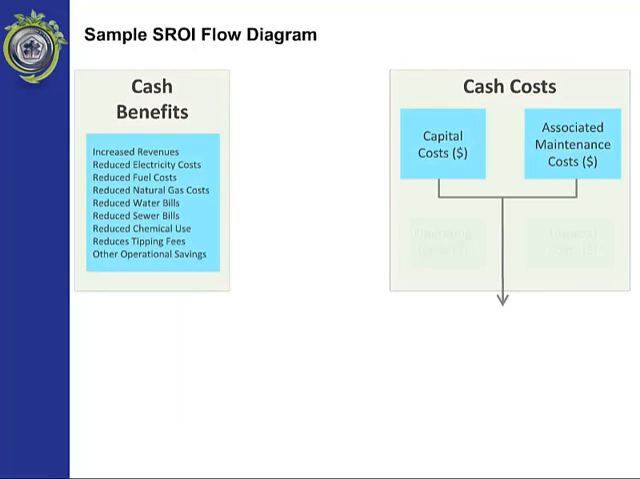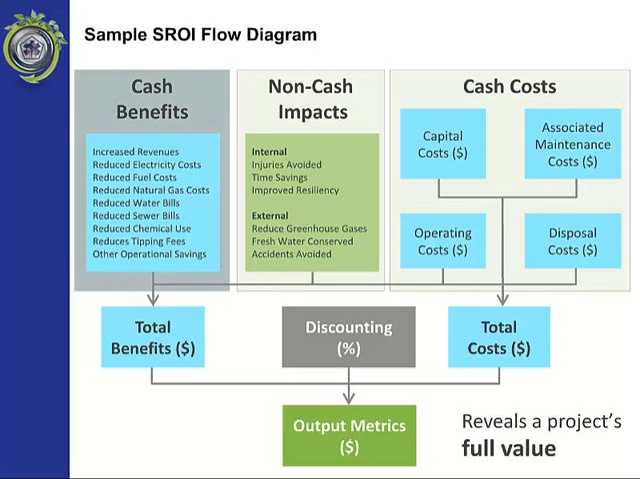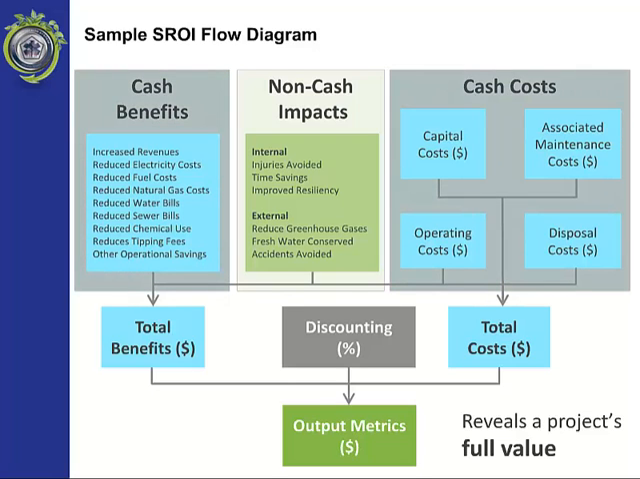This flow diagram further illustrates in graphical form how SROI business cases differ from traditional LCC or FROI. The cash benefits and cash costs remain essentially the same as in the traditional analysis. The difference is that SROI includes non-cash impacts. As will be detailed later in the module, these benefits and costs are identified and quantified during the SROI process. The resulting output metrics reveal the full value of the project.